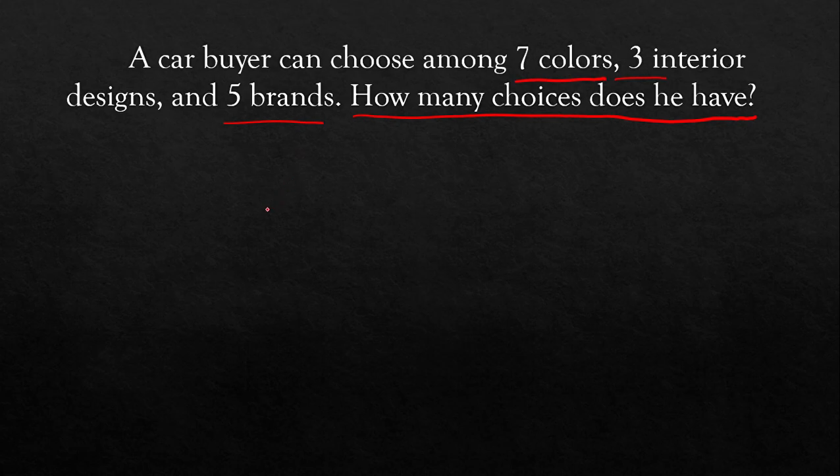So here we can apply the fundamental counting principle, or the FCP, or the multiplication rule. Just multiply them only. So we have 7 times 3 times 5, for 7 colors, 3 designs, and 5 brands. Then if you multiply them, 7 times 3 is 21, times 5 is 105. So the car buyer has 105 choices.